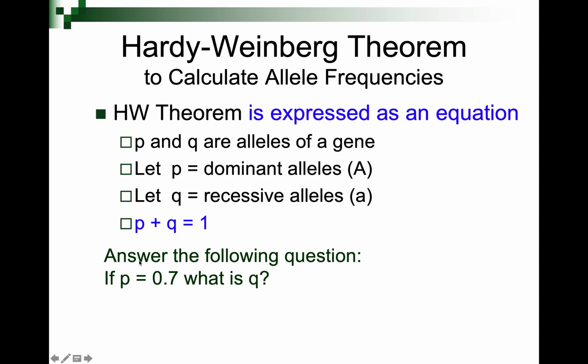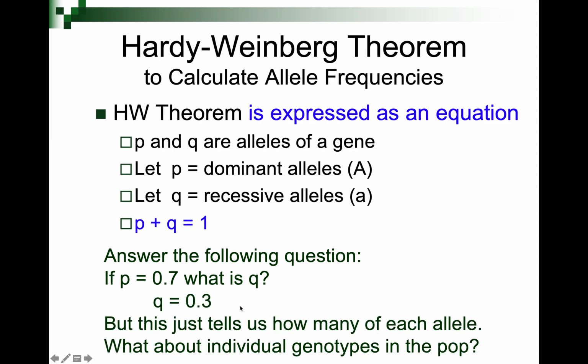So if that's the case, here's the question. If P is 0.7, what is Q? Well, some pretty quick math. If you haven't figured it out yet, hit the pause button. If you have, we're just going to keep rolling. Q is 0.3, right? Because 0.7 plus 0.3 equals 1.